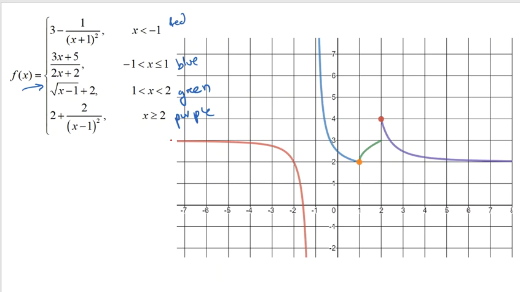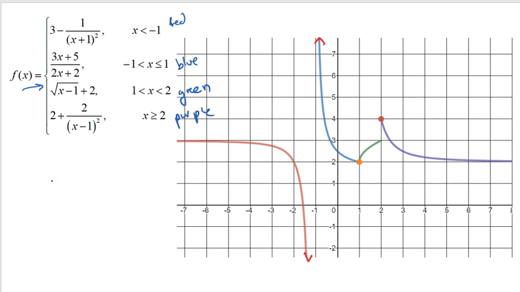For example, we see a discontinuity at -1. Now, -1, understand a couple things as to why there's a discontinuity at -1. A, I can clearly see an infinite discontinuity. The right side of -1 is going up forever. The left side is going down forever. That's an infinite discontinuity.